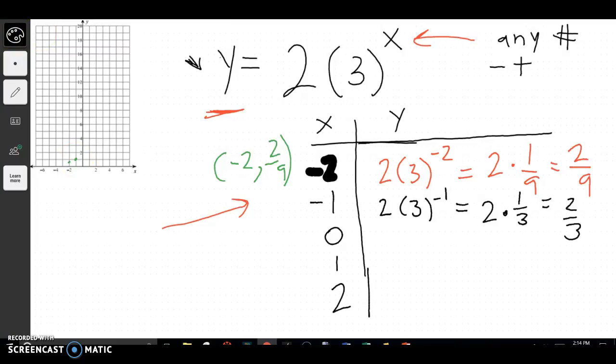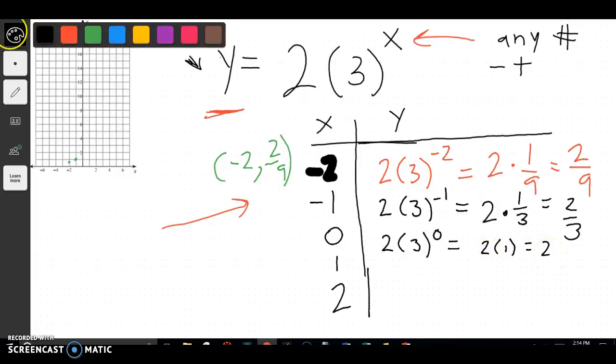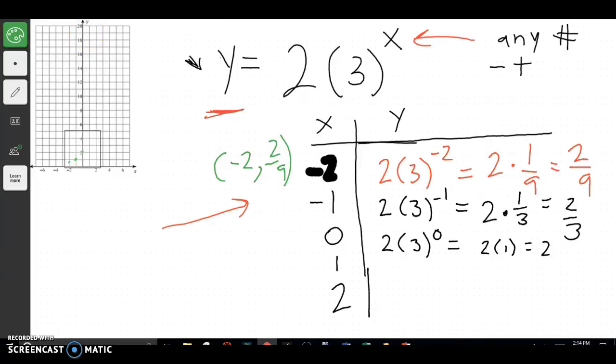Now we're going to have 2 times 3 to the 0 power. Well, 3 to the 0 power is 1, and 2 times 1 is 2. Now we can see that's going to be right about there. And again, I'm getting these points because the first thing is the X values, and we got to pick those, and we could pick any number. We wanted to have both positive and negative, so we got the negative side of the graph. It kind of looks like it's doing one of these things. Now let's see what the positive side is doing.